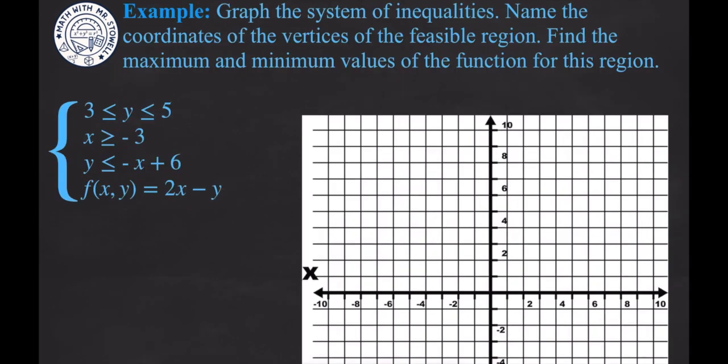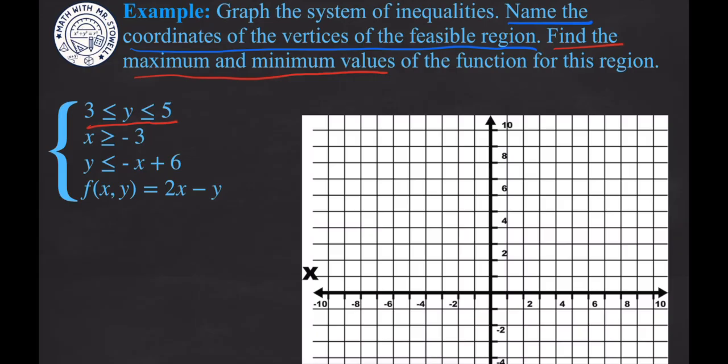In this example, we are told to graph the system of inequalities. We want to name the coordinates of the vertices of the feasible region. We want to find the maximum and minimum values of the function for this region. So in order to find the vertices for the feasible region, what we need to first do is actually just graph this.